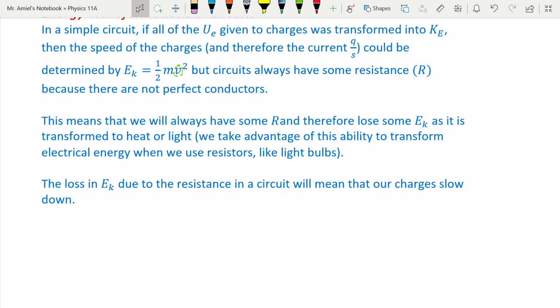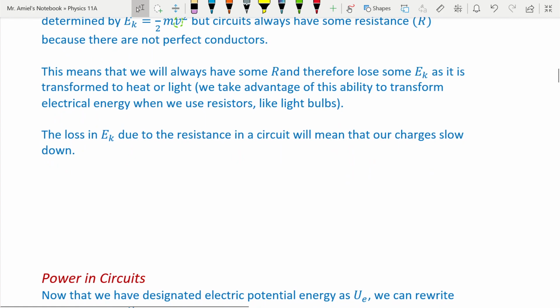Now, this can happen just based on the material that we're using, or we can also take advantage of this and transform the electrical energy when we use resistors, things like light bulbs. So the loss of kinetic energy due to resistance in a circuit will mean that our charge slows down. So again, let's have a look. That's a lot of words. Let's actually have a look at what we mean here.